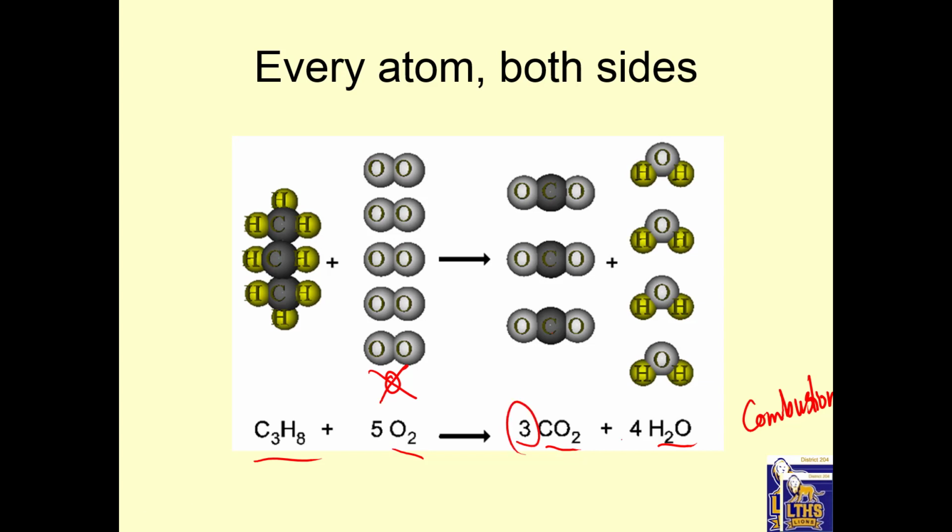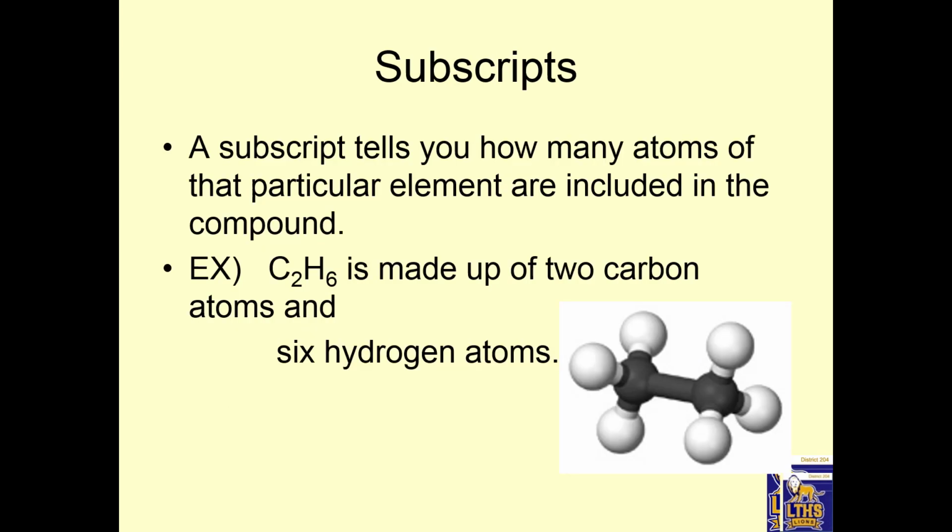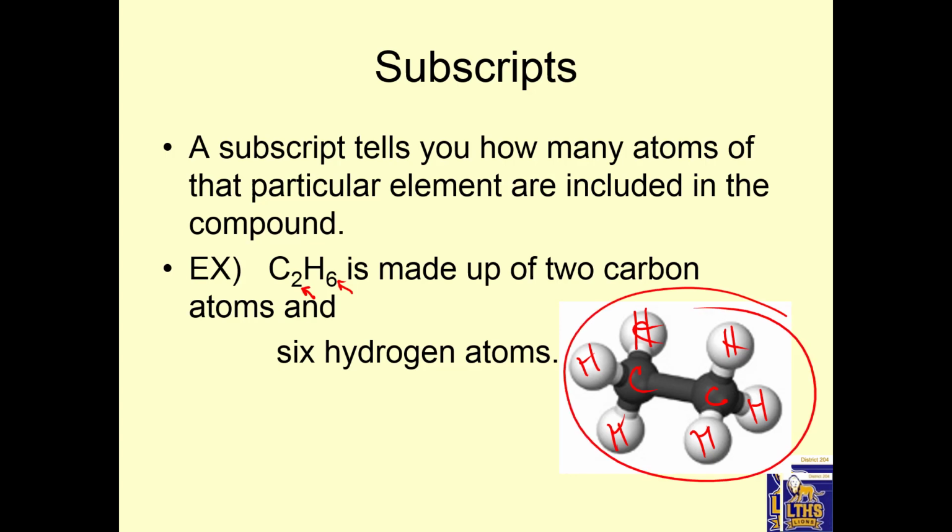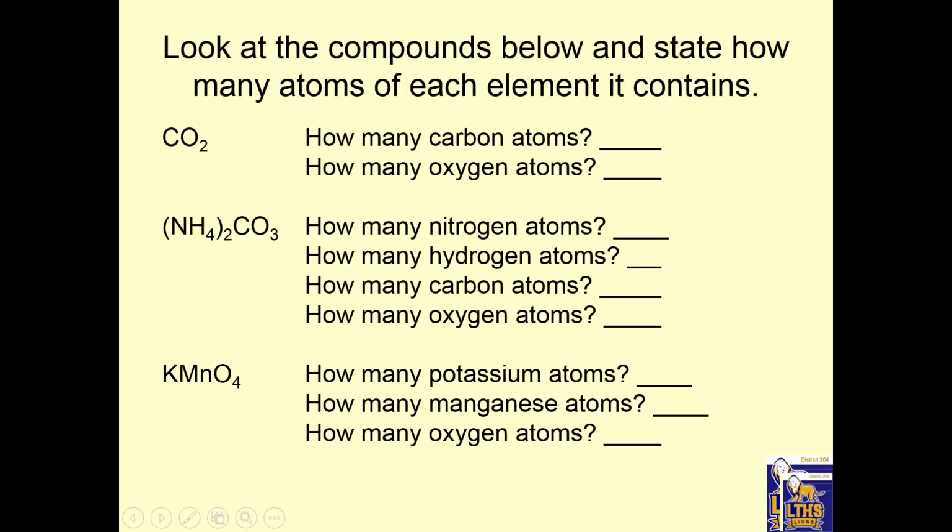But these coefficients tell us how many of each molecule there are. There's 1, 2, 3, 4. So every atom has to be on both sides of the reaction, even though it's rearranged. So a subscript tells you how many atoms are in your molecule. All right, so 2 C's, 1, 2, 3, 4, 5, 6 H's. All right. That's the molecule. We can't break that up on one side of the reaction. It breaks up to make something new on the other side. So state how many atoms are in each.